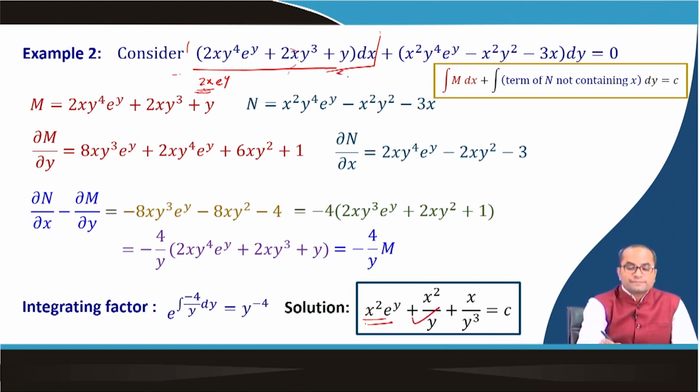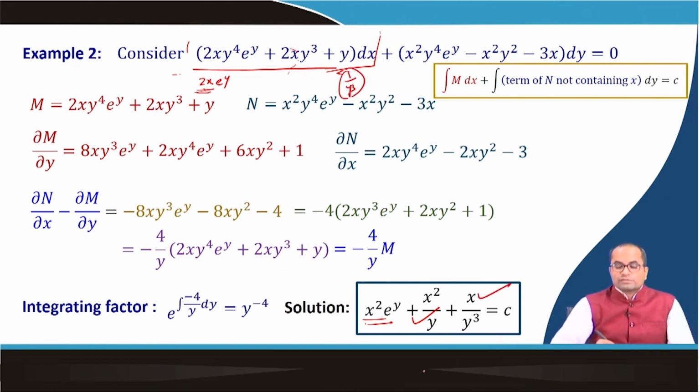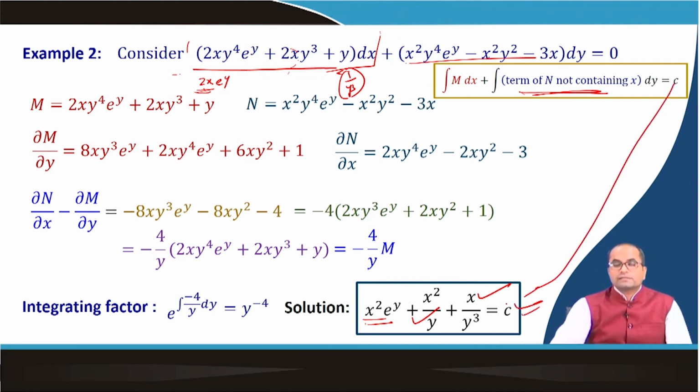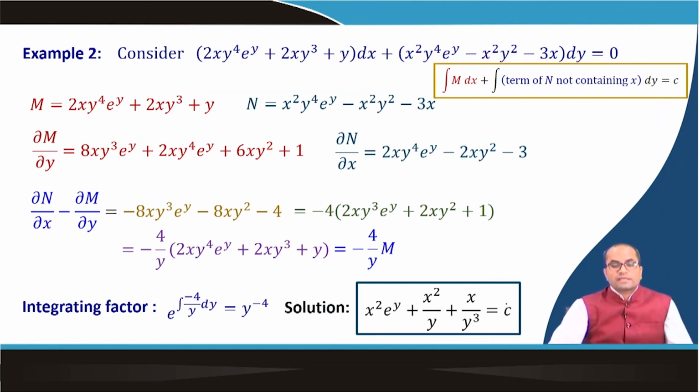In this case we have 1/y^3 and we will integrate with respect to x. So, we will have x/y^3, and in the second term we will not have any term in N which contains only y, because all terms will contain x as well. So, that part will be 0 and then we are setting this equal to a constant. So, this is the solution of the given differential equation.